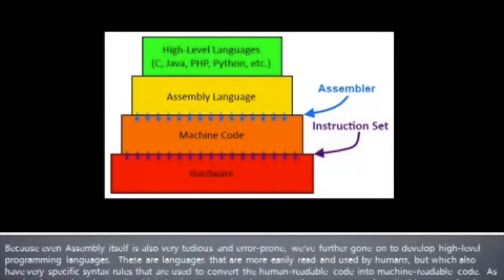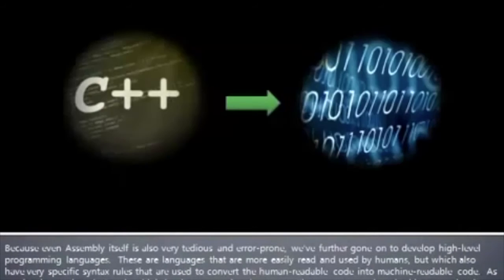Because even assembly itself is also very tedious and error-prone, we've further gone on to develop high-level programming languages. These are languages that are more easily read and used by humans, but which also have very specific syntax rules that are used to convert the human-readable code into machine-readable code. As previously mentioned, C++ is a high-level programming language. The program used to do this conversion is known as a compiler.